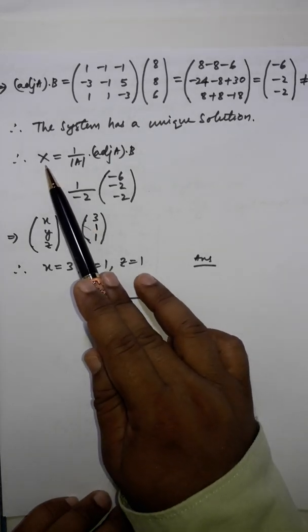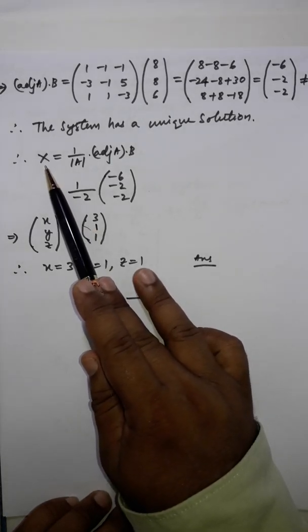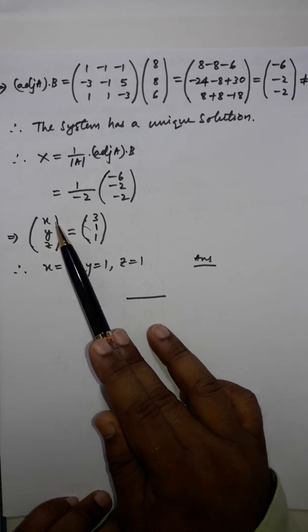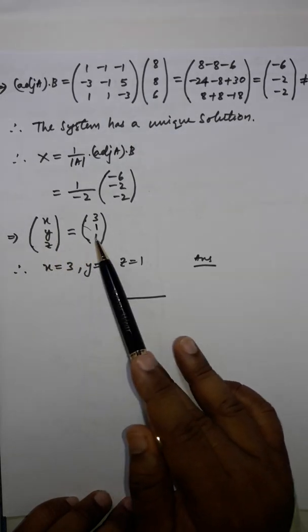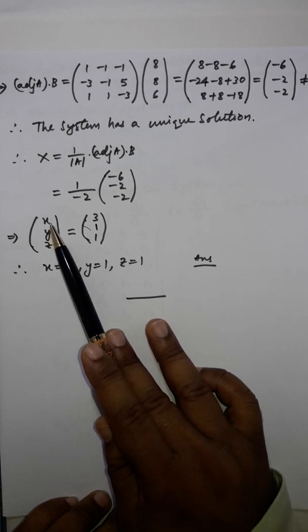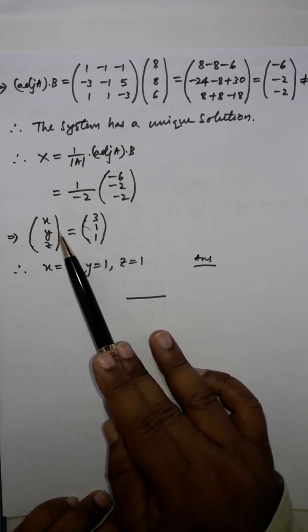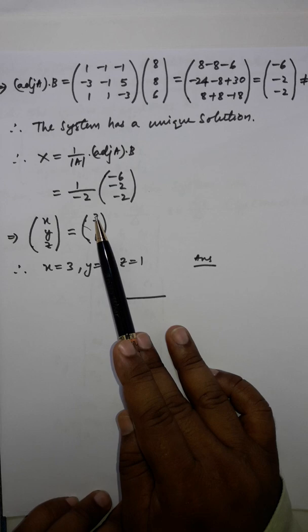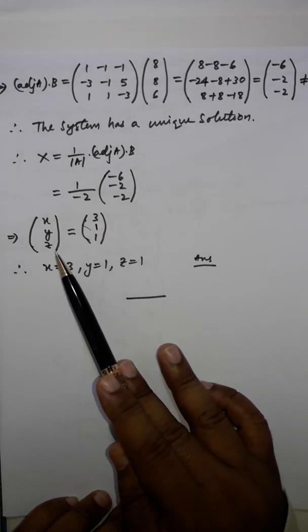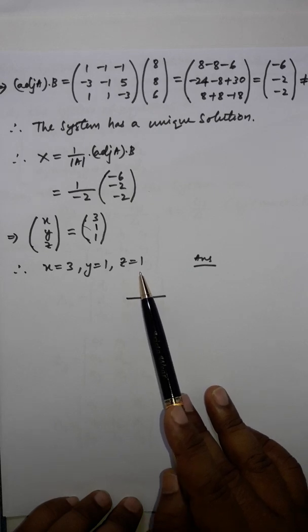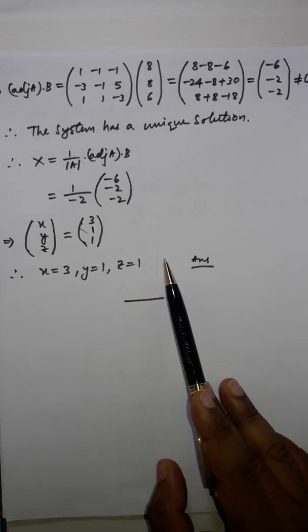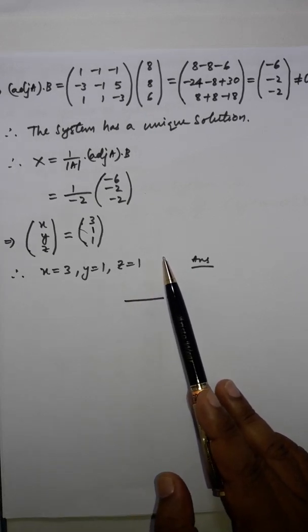Now, you can write the X matrix in its full form, that is a column matrix of X, Y, Z. Now, you see we are getting matrices of the same order. So, by equality of matrices, respective elements will be equal, that means X is equal to 3, Y will be 1 and Z will be 1. In that way, we are getting the values of the variables used in this system.